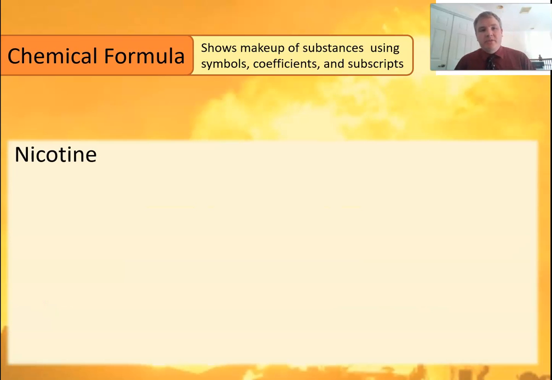Let's take a look at an example. Here we're going to use an example of a substance called nicotine. Nicotine has a very specific chemical formula. And what's pictured here is not a chemical equation. Okay, a chemical equation has to have two sides, a beginning and an end. This is a chemical formula. It tells you how one substance is made up. In this case, we have the chemical formula C10H14N2. Now, what does all that mean?